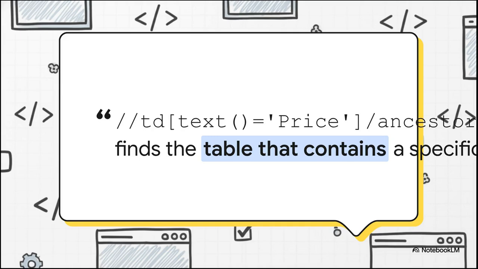And this right here is why axes are absolute game changers. Let's say you've got this real-world problem. You need to find a whole table, but the table itself doesn't have a unique ID. What do you do? Well, here's the trick. You find something inside that table that is unique, like a table cell that says price. From there, you just use the ancestor/table axis to travel back up the family tree until you hit the table that contains it. Boom, problem solved with total precision.